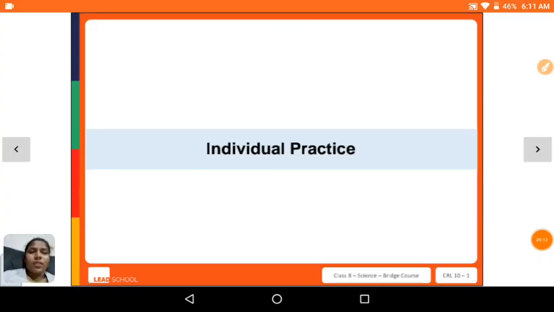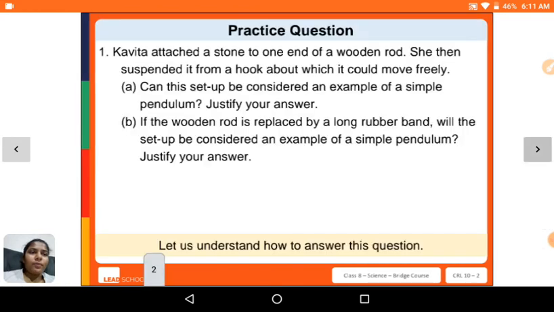Now let's do some questions based on what we learned today. First question: Kavita attached a stone to one end of a wooden rod. She then suspended it from a hook about which it could move freely. Can this setup be considered as an example of a simple pendulum? Justify your answer. And second, if the wooden rod is replaced by a long rubber band, will the setup be considered as an example of a simple pendulum?